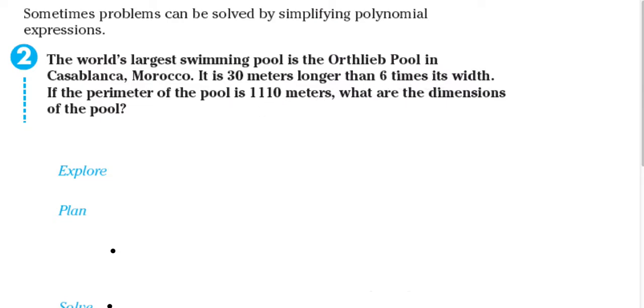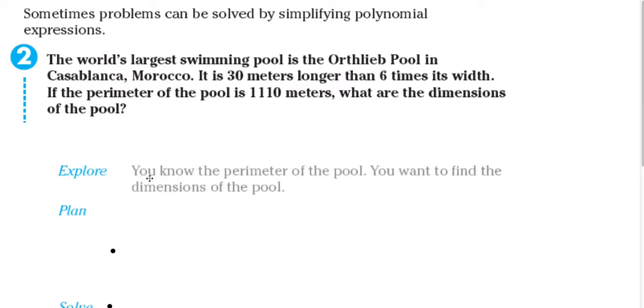So we need to create a let statement. Like what we learned in every word problem, there's always a let statement. You know the perimeter of the pool. We want to find the dimensions of the pool. This is the perimeter of the pool, 1,110 meters. The dimensions of the pool.